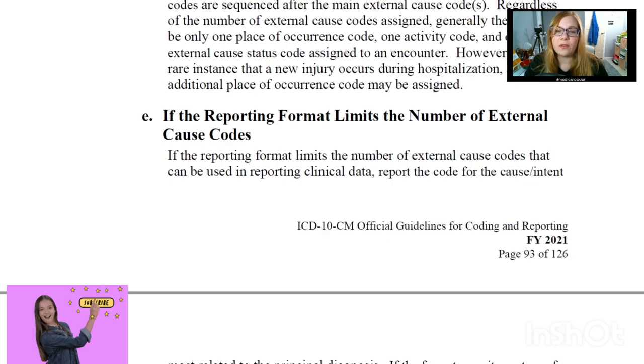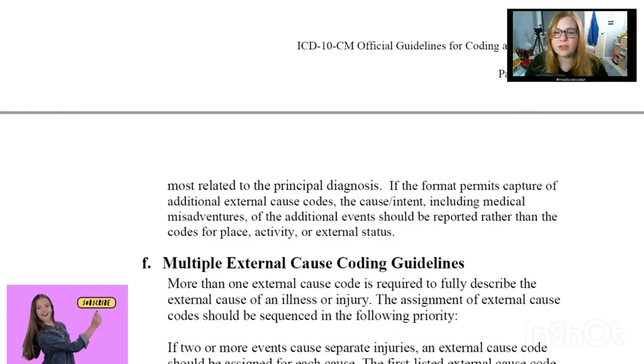If the reporting format limits the number of external cause codes that can be used in reporting clinical data, report the code for the cause or intent most related to the principal diagnosis. If the format permits capture of additional external cause codes, the cause and intent, including medical misadventures of the additional events, should be reported rather than the codes for place, activity, or external status.